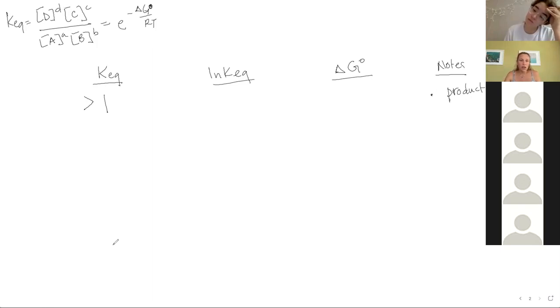Similarly, if you are equal to 1, then you are at this kind of perfect balance where your products and your reactants are equal. Products equals reactants. And if you are less than 1, then you are reactant favored.